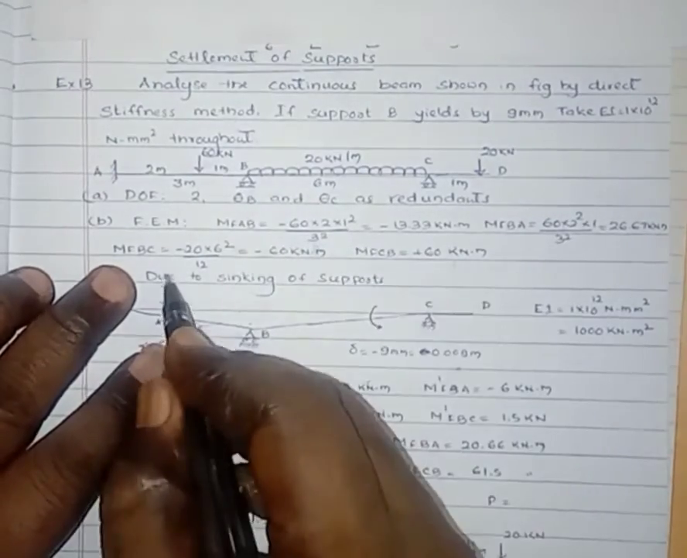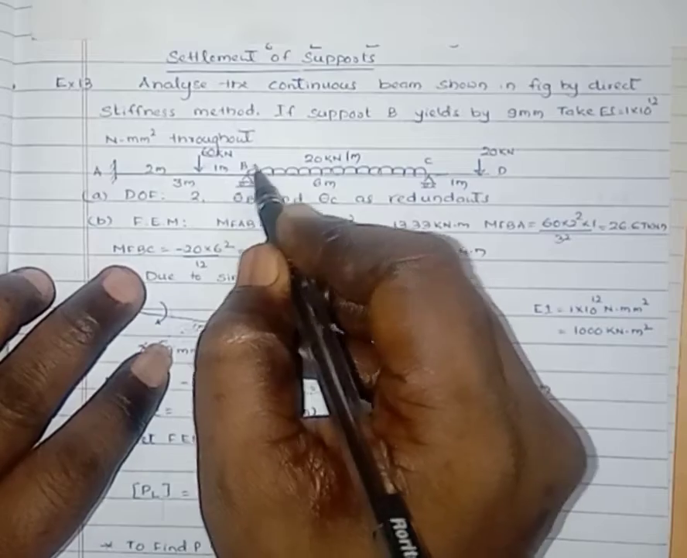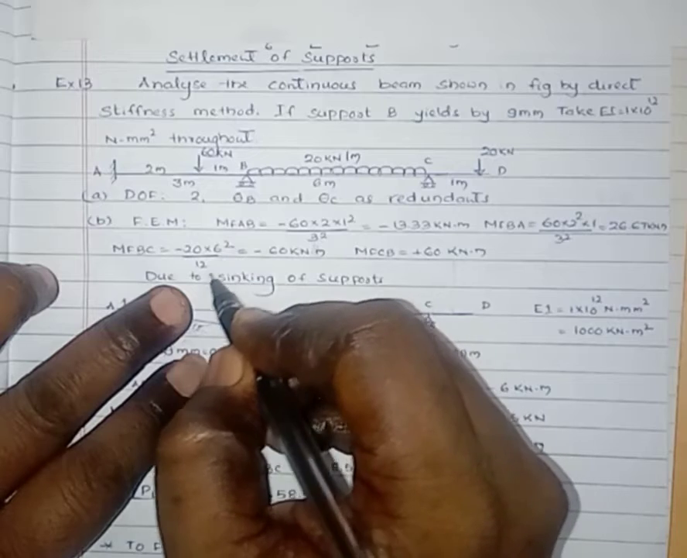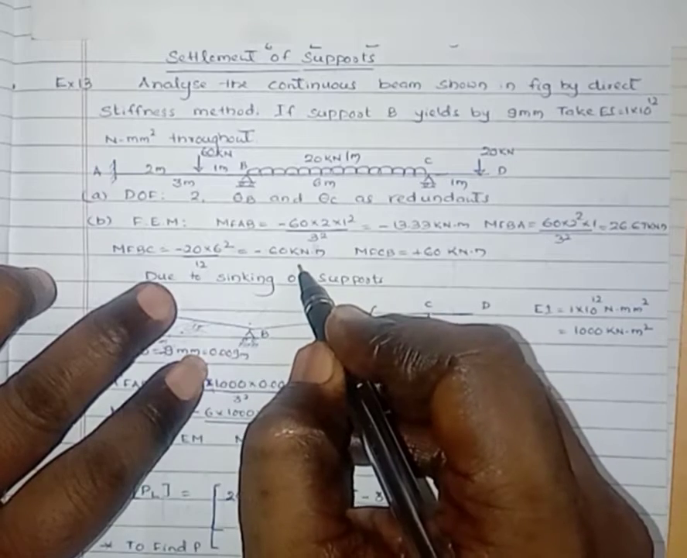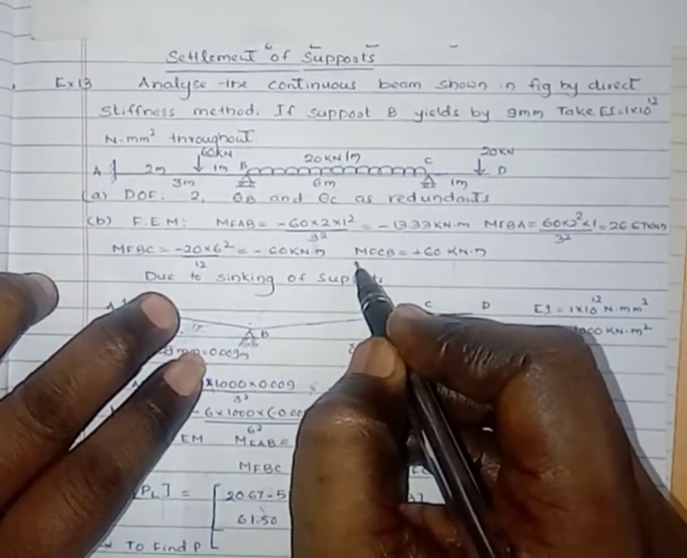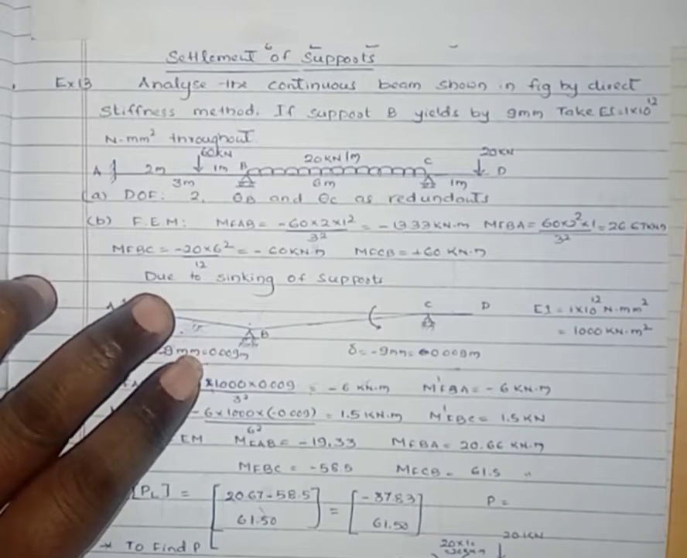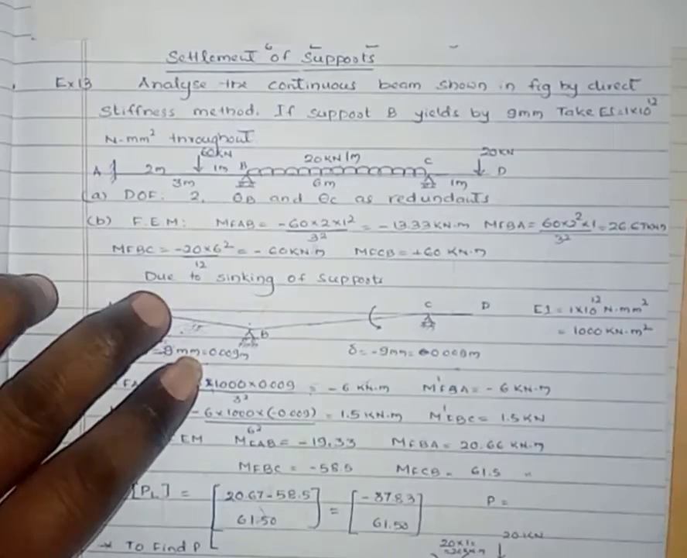Then MF BC, it is subjected to UDL of 20 kilonewton per meter over a length of 6 meter. From B, the fixed end moment is anticlockwise, that is minus W L square by 12, where W is 20 and L is 6. By substituting the values, that is minus 20 into 6 square by 12, that equals minus 60 kilonewton meter. Then from the other end, MF CB is clockwise, that is positive, MF CB equals plus 60 kilonewton meter, that is W L square by 12. By substituting the values, you will get a fixed end moment of 60 kilonewton meter due to load.